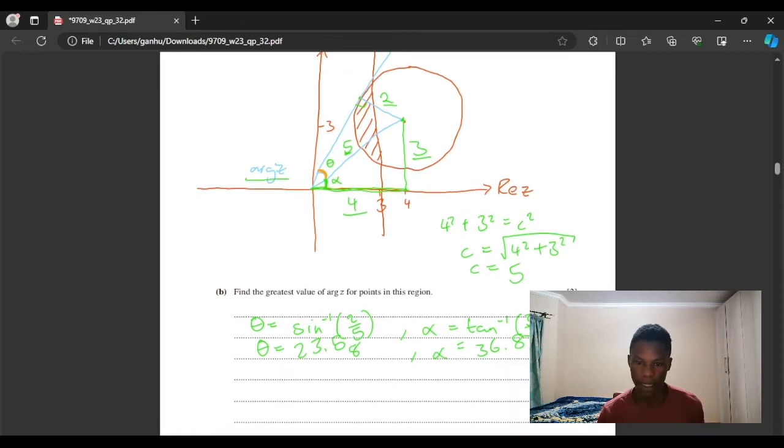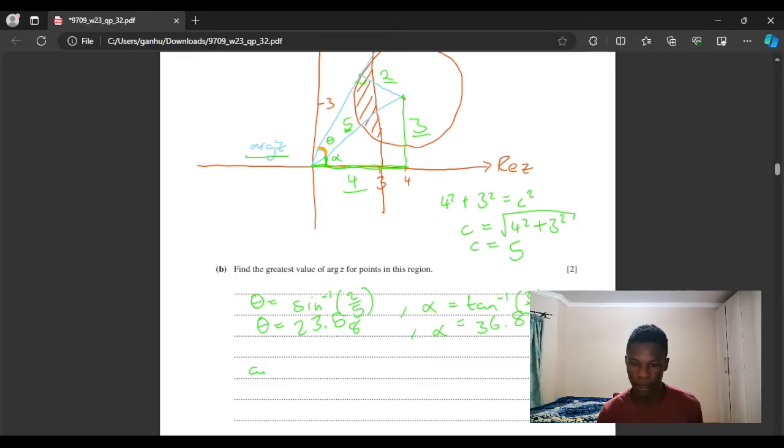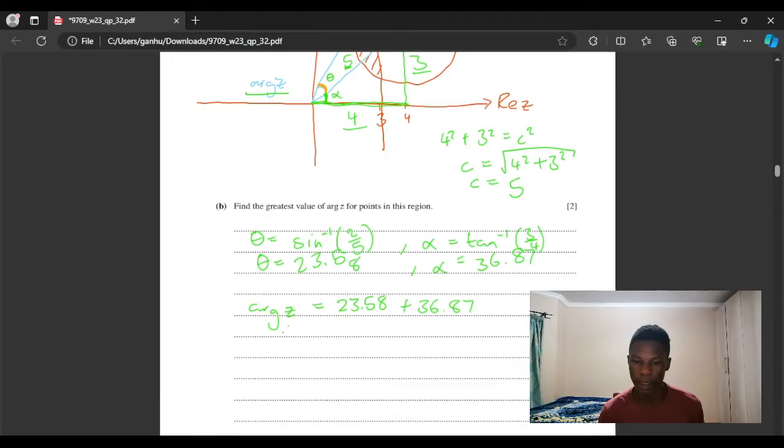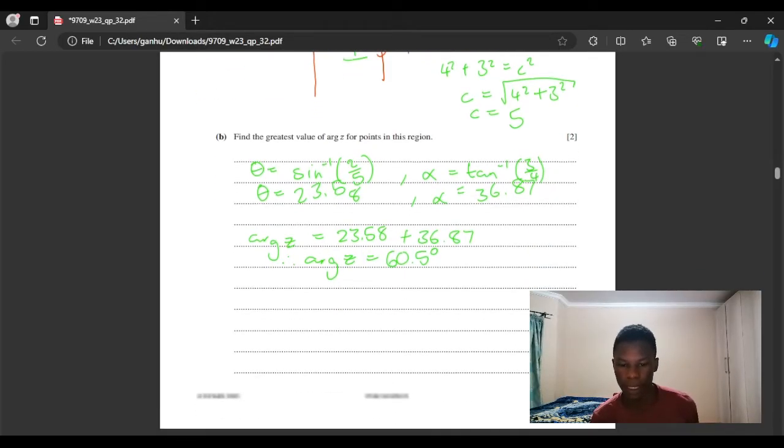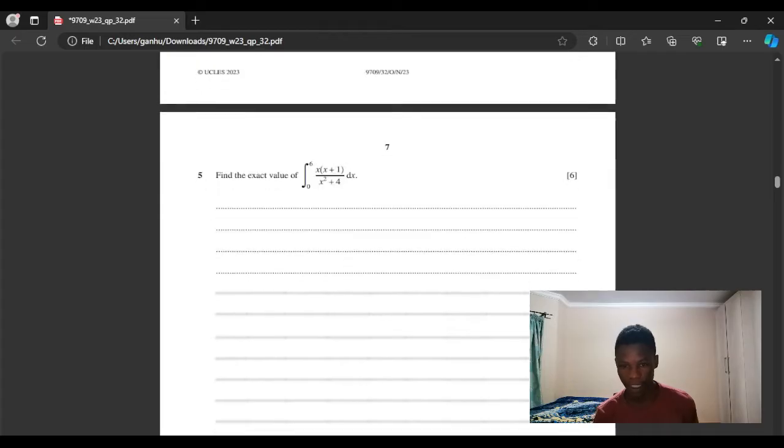Right, let's add the two values. We say that arg z is alpha plus theta, so arg z is equal to 23.58 plus 36.87, and therefore arg z is equal to, let's punch that into our calculator, 23.58 plus 36.87. This gives us 60.5 degrees, correct to 1 decimal place. Let's move on to the next question.